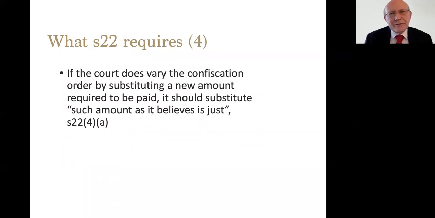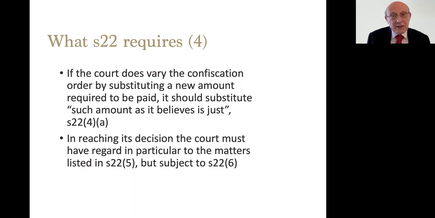Section 22(4) then requires that the court vary the confiscation order by substituting a new amount required to be paid. And it should substitute such amount as it believes is just. And you'll see similar wording in Section 23. So what this means is that the court has a discretion about varying the confiscation order.